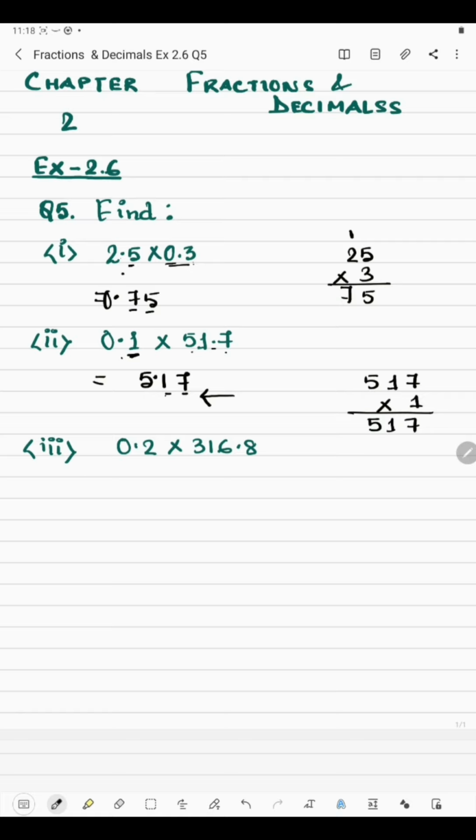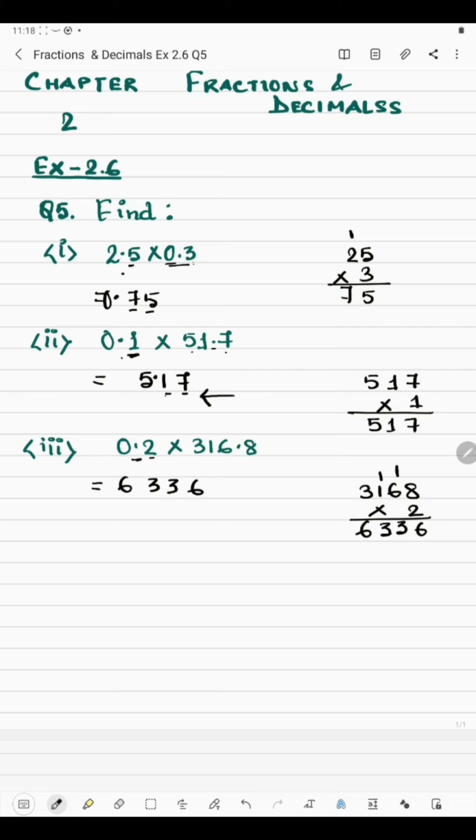Okay. Now in the third part we have 0.2 multiplied by 316.8. Now if you remove the point here, it will become 3168, and if you remove the point here, then it will become 2. And if you multiply this, then we'll get 8 2s are 16, 6 1 carry, 6 2s are 12, 12 plus 1 is 13, 3 1 carry, 2 1s are 2, 2 plus 1 is 3, and 3 2s are 6. So we have 6336.